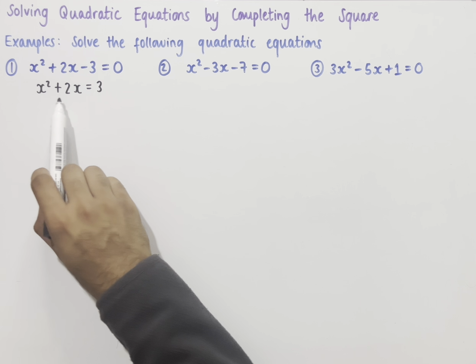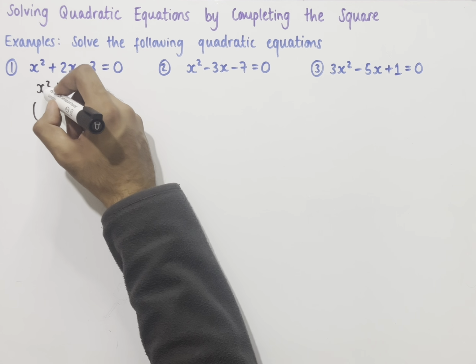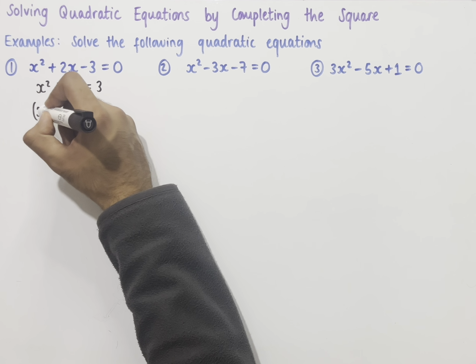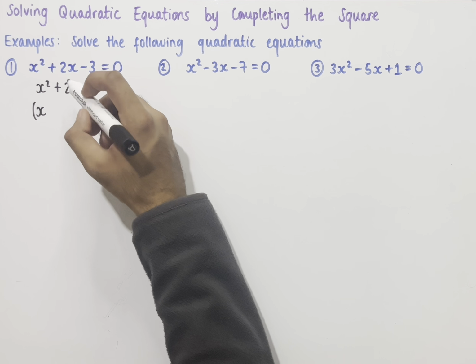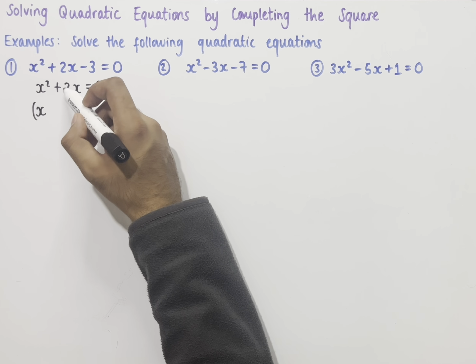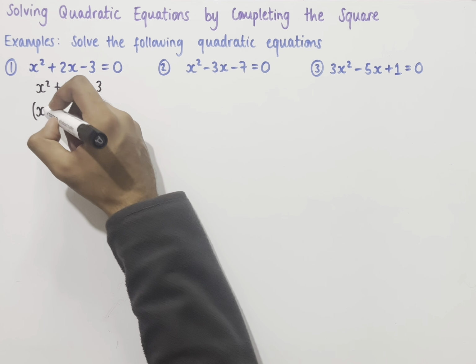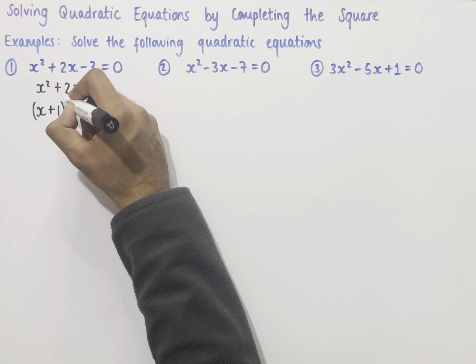To complete the square here, we open up a bracket, we then write in the variable, which in this case is x. We half the coefficient of the single x term. So the coefficient here is 2. If we half that, we get 1. And so we add that on here, and then we square the bracket.